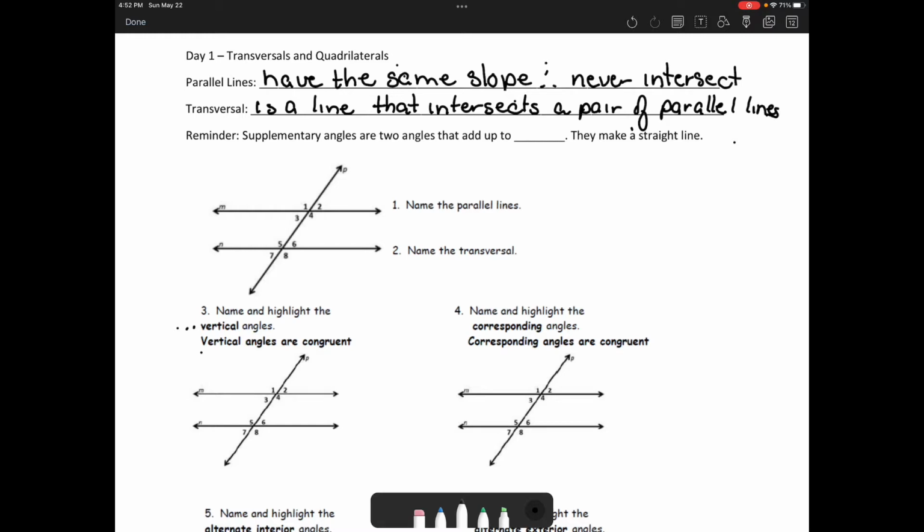One thing we need to remember for this unit is supplementary angles are two angles that add up to 180 degrees. They make a straight line.